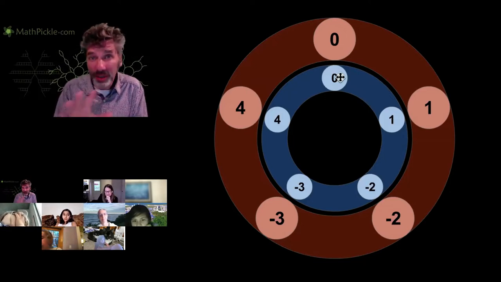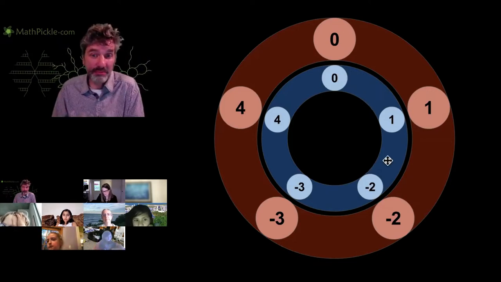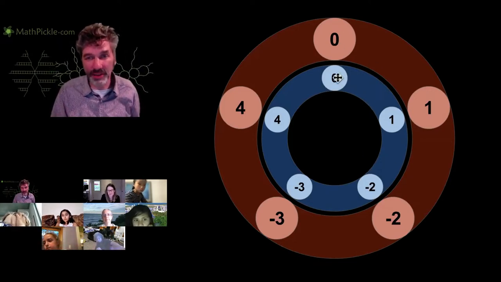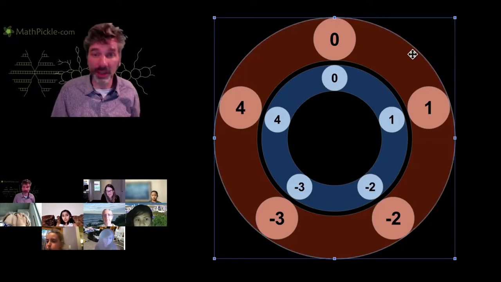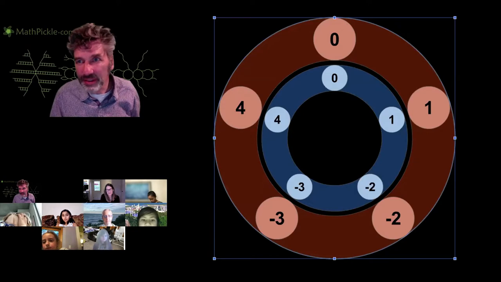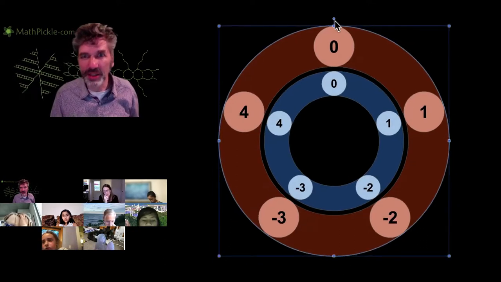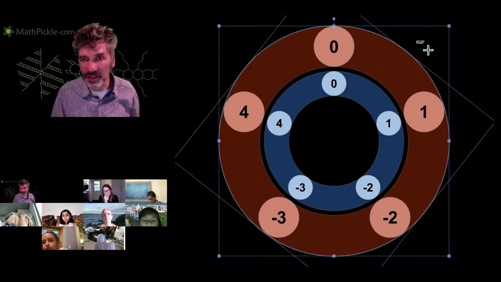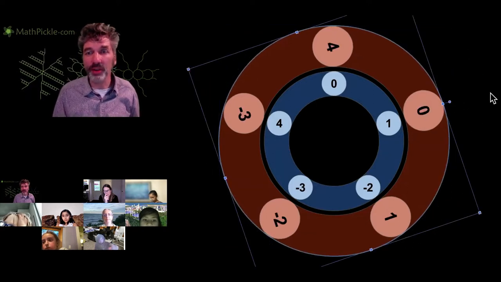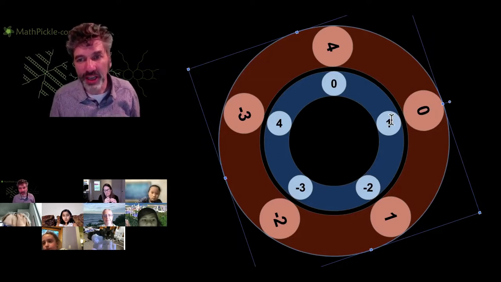So the only rotation that we're not interested in is this one, where everything is lined up 0 to 0, 1 to 1. That's the only one we're not interested in. We are interested, let me just expand this up a little bit. Okay. We are interested in all of the other rotations. So this one here, we're interested in this. So in this case, we have 0 times 1.